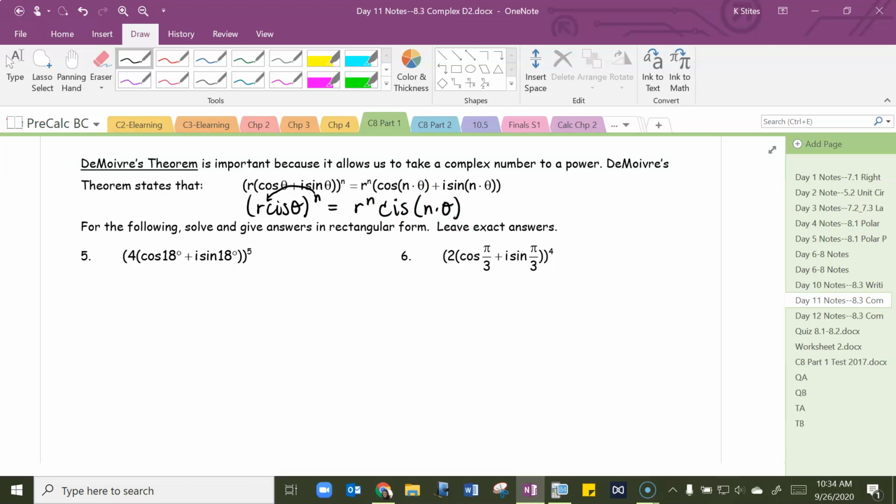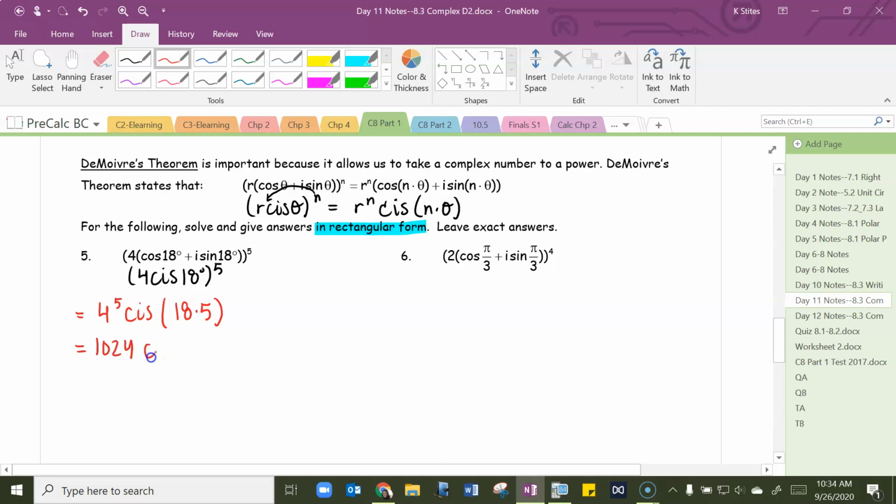Okay, so here's what we're doing. We're taking 4 cis 18 degrees and we're raising it to the 5th power. That means we will raise our 4 to the 5th power. Cis, you are multiplying your 18 and your 5. Okay, and I should have read the directions because it does say final answers in rectangular form. So that means when I do 4 to the 5th, I should get 1024. Cis, 18 times 5 is 90. This would be polar form.